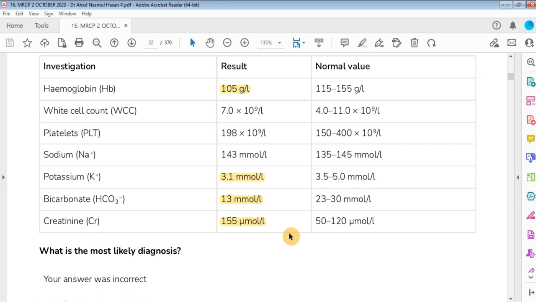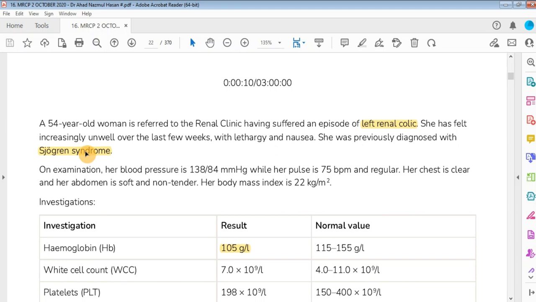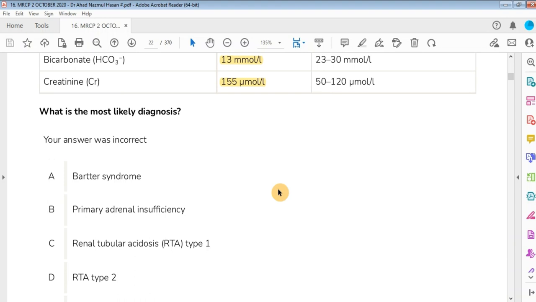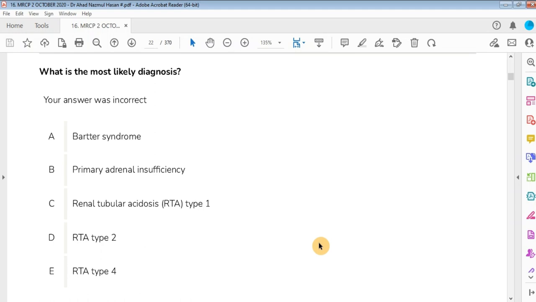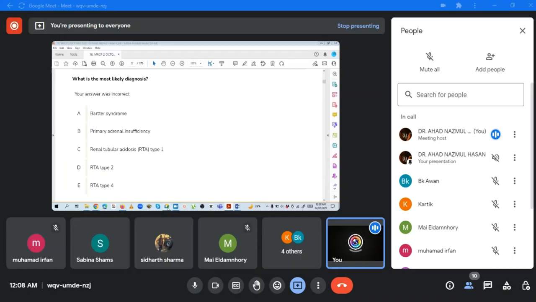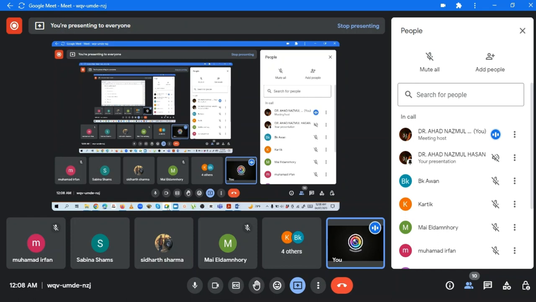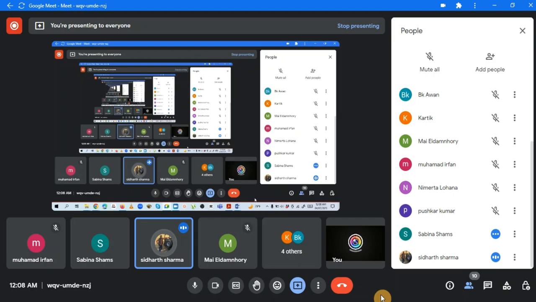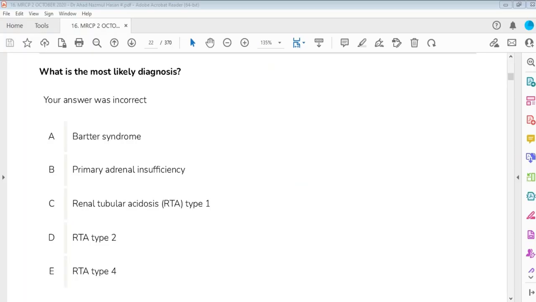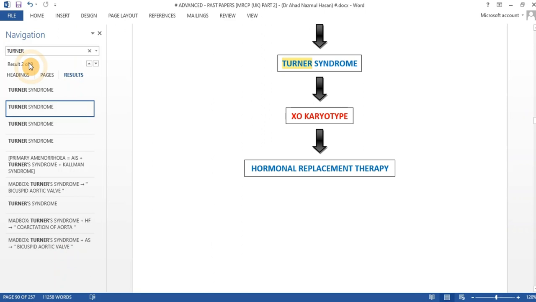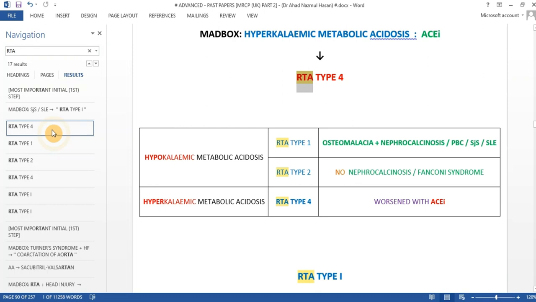So this patient has hypokalemic metabolic acidosis with renal impairment. The patient also has a history of Sjogren's syndrome and episodes of left renal colic. So what may be the most likely diagnosis here? RTA type 1. So how to differentiate between RTA type 1, type 2, and type 4? Type 4 will be associated with high potassium. Yes, very good. And in case of type 1 and type 2? The urinary pH is high in RTA type 1.